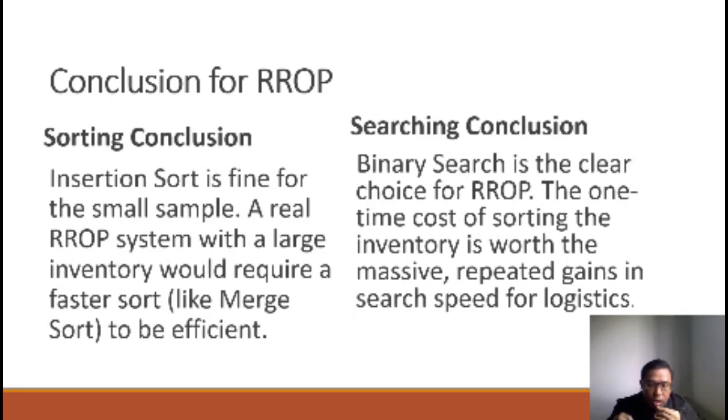Conclusion for RROP. Sorting conclusion: insertion sort is fine for the small sample. A real RROP system with a large inventory would require a faster sort, like merge sort, to be efficient. Searching conclusion: binary search is the clear choice for RROP. The one-time cost of sorting the inventory is worth the massive repeated gains in search speed for logistics.